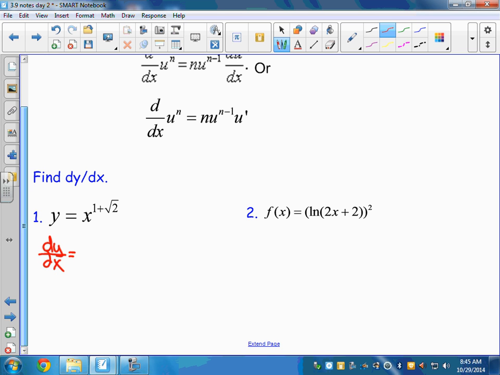If I take the derivative of this, I'm just going to do the power rule. I'm going to bring this down and subtract 1 from this. If I subtract 1, do you agree that's just going to cancel out that positive 1? And it's just going to leave me with x to the square root of 2. That's it. This is a constant. Oh, u prime. This is u. So the derivative of x is 1.